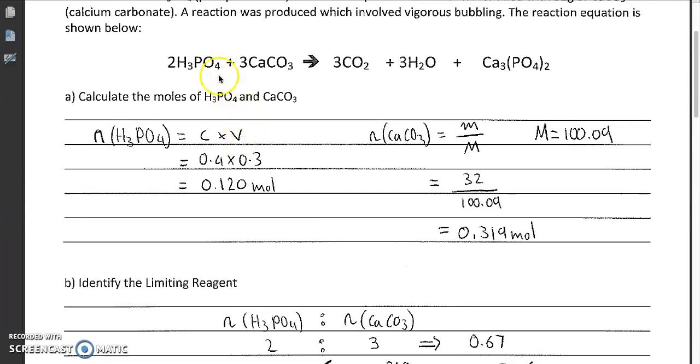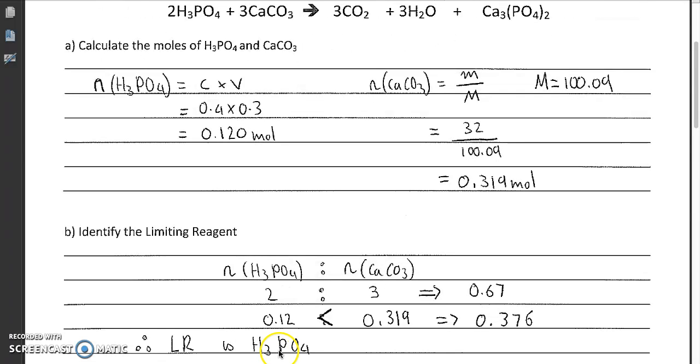So if we look at our reaction equation, it says we need 2 moles of phosphoric acid to 3 moles of calcium carbonate. So I've written this as the mole ratio is 2 to 3. And if I put my values in for the moles that I do have, 0.120 moles of phosphoric acid and 0.319 moles of calcium carbonate, I can see that this does not reflect the ratio, and in actual fact, there is much less of the phosphoric acid than there is required to be, and therefore phosphoric acid is the limiting reagent in this calculation.